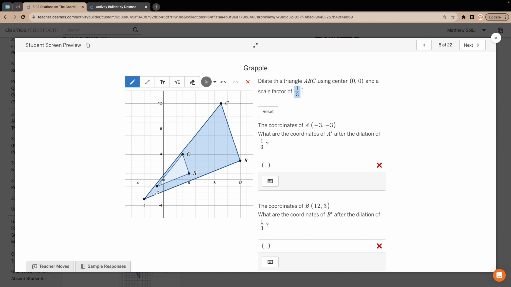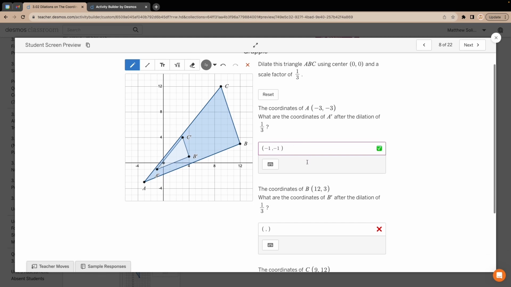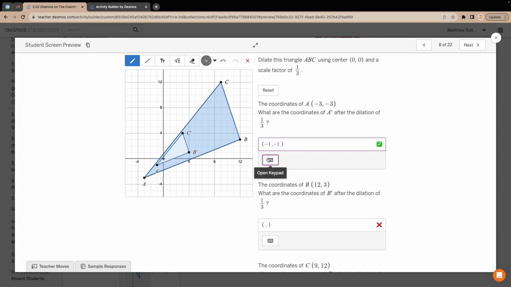That's because the scale factor is a third, right? And remember, if it's bigger than 1, it'll get bigger. Less than 1, it'll get smaller. Let's look at the coordinates. So A was at (-3, -3). A prime is at (-1, -1). What's happening to those coordinates? I want you to think about that.